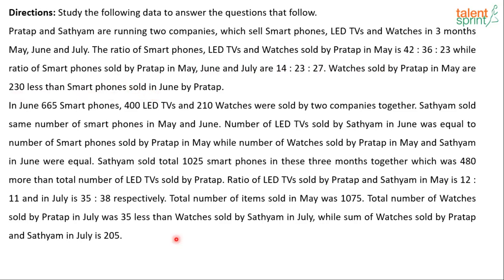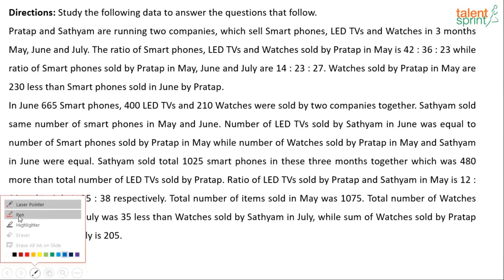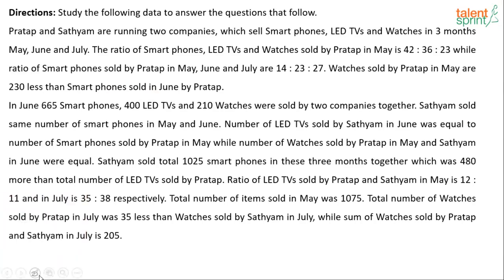So I think after the very first statement, it gets into the data given there, but we need to understand the context, right? What is to be done here? We have got 2 persons, Pratap and Satyam, who are running 2 companies, and these companies sell 3 types of products: smartphones, LED TVs and watches in 3 different months, May, June and July. So what kind of table do you envisage is the question. Do you want to do it using a table or in some other format? That's what you need to make up your mind here, right?